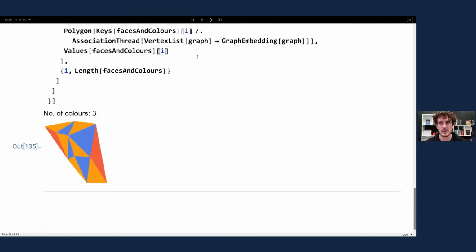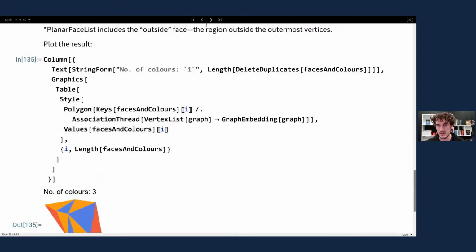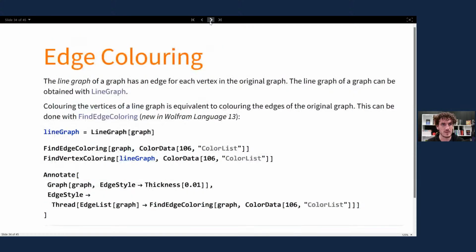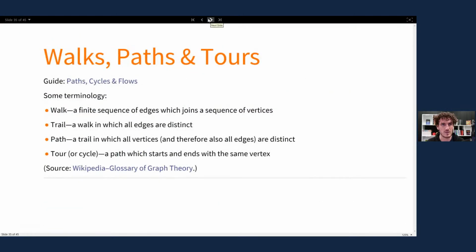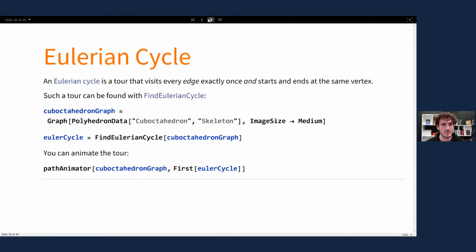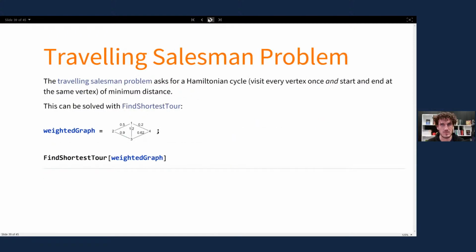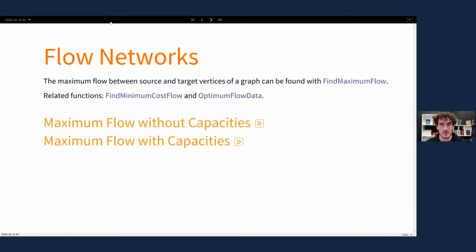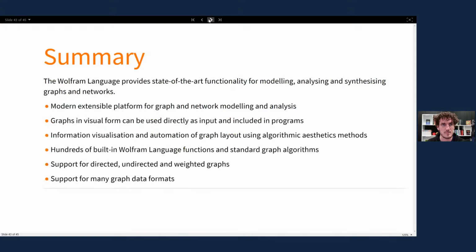But that's the only problem we'll have time to solve today. If you have the notebook, you can look at some more of them: vertex coloring, edge coloring, finding walks, paths, and tours, cycles, traveling salesman problem, which is a classic. I talked about flow networks last time. But I did think I wouldn't get through all of the examples today. I hope you found a use case within all this. And I've got a summary on screen here.